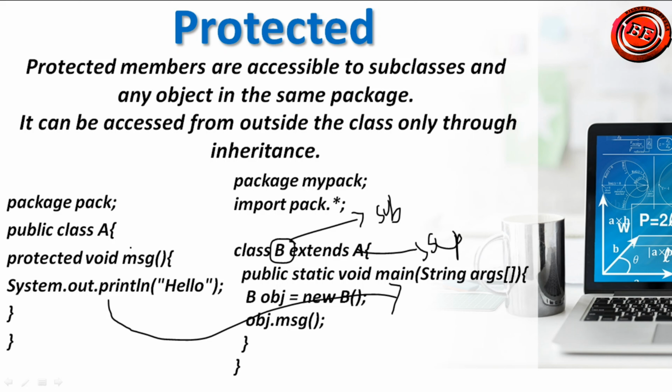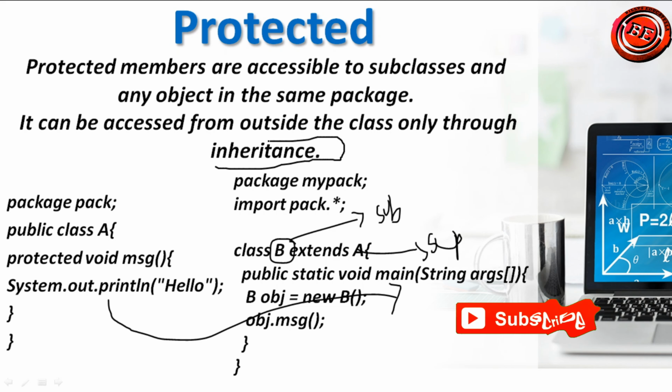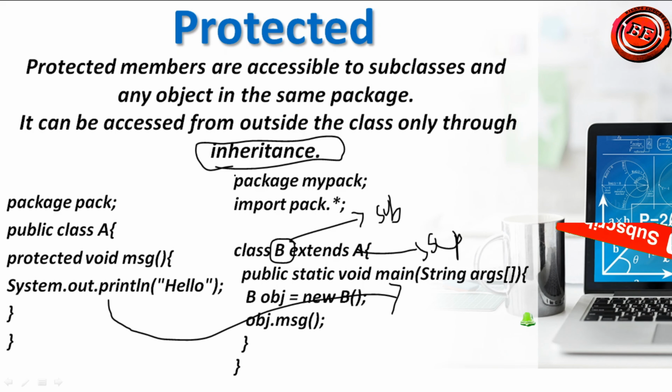So when we print the content present in this class from a class of another package, we import the content of that particular class by inheritance. You have to remember that protected members are accessed in another package by inheritance. Protected members are accessible to the subclasses. So B is a subclass. How does B become a subclass? By inheritance. I hope you get my point. If you have any doubts, comment below.